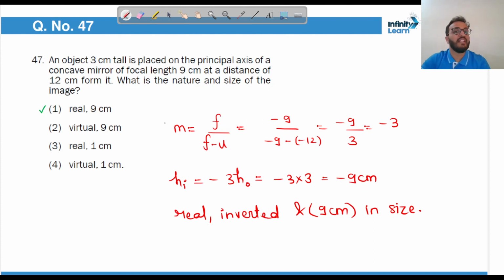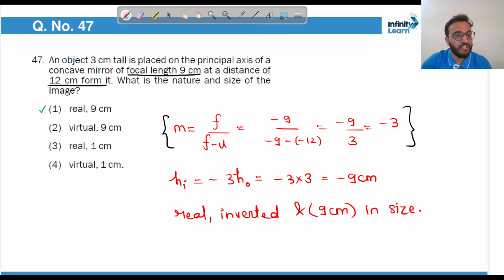Okay. Now an object 3 centimeter tall is placed on the principal axis of a concave mirror whose focal length is 9 centimeter, at a distance of 12 centimeter from it. What is the nature and size of the image? So first of all, find out the magnification. f upon f minus u. Put the values. f will be minus 9 because it's a concave mirror, and u will be minus 12. So minus 9 upon, put the values, get minus 3.